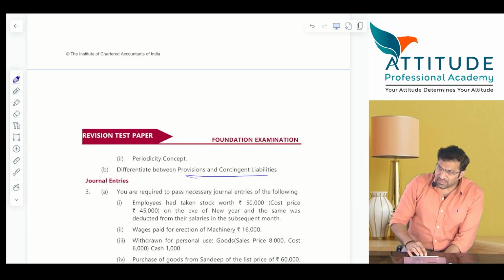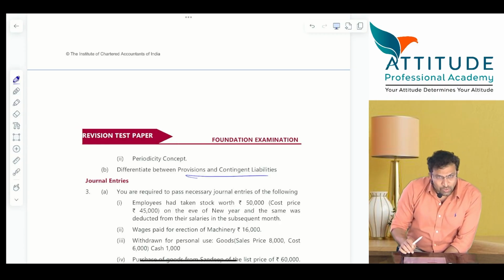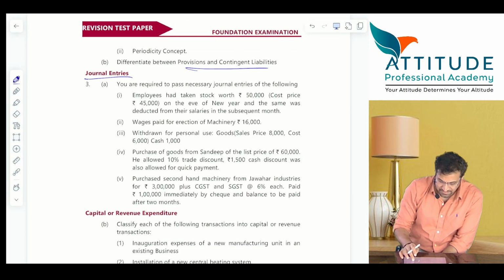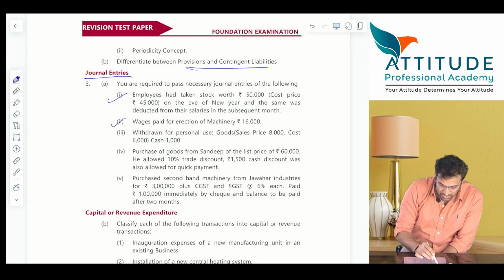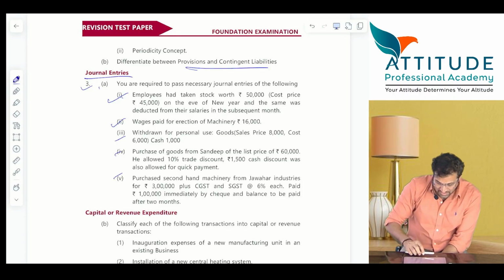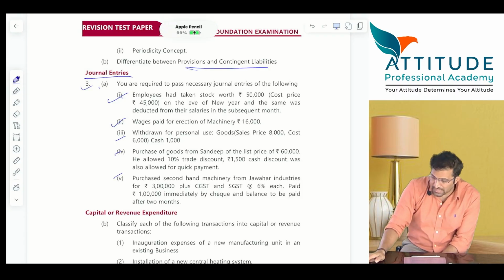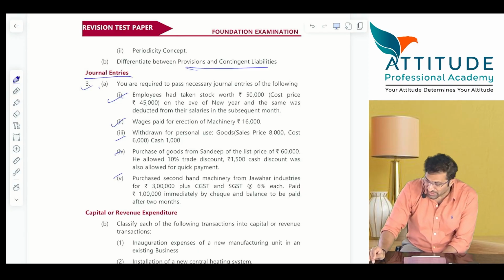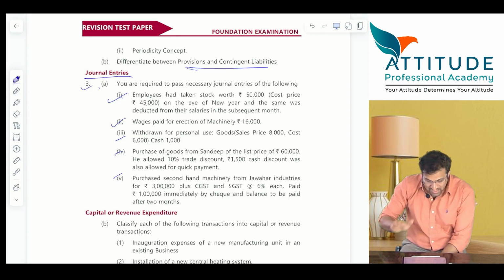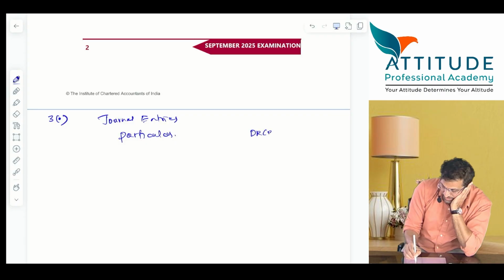So you have to write the difference between provision and contingent liability. I hope all of you understood. Mark all these as important. Okay. Journal entries. Question number 3A: 1, 2, 3, 4, 5. 5 journal entries are there. Let us assume this is a 5 marks question. 5 marks question at 1.5 minutes, plus another 2 minutes. I want the answer within 9.5 minutes. Can you do it? Time starts now. Plus debit rupees, credit rupees.